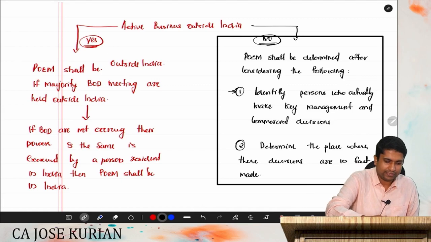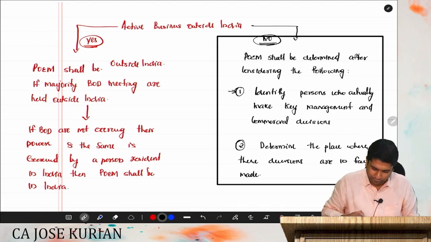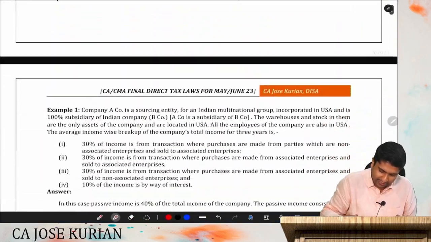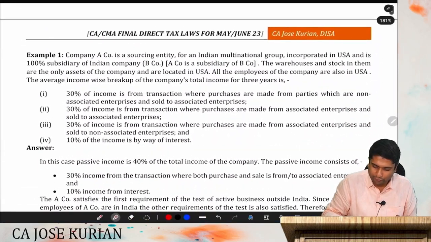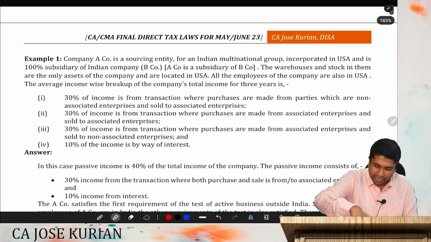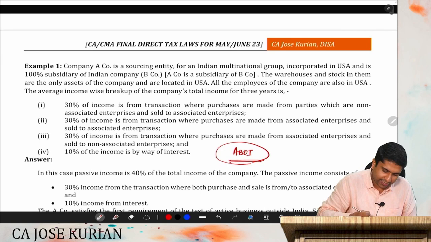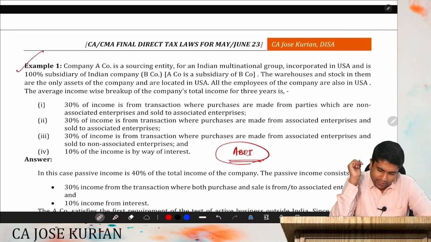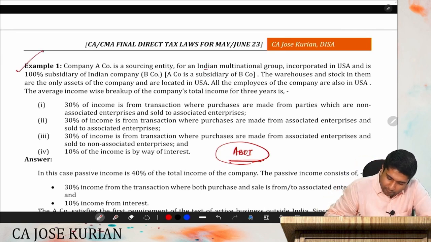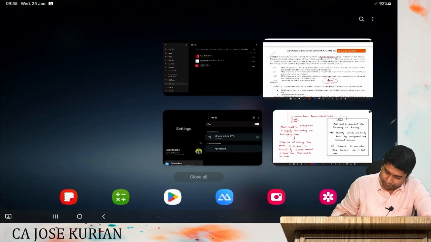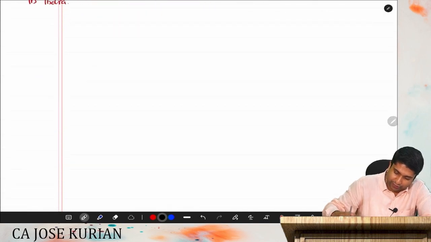Now, there are a few things we have to discuss. Before that, let's solve some examples, for better conceptual clarity. I want all of you to go through this example and say whether the active business is outside India or not. Determine ABOI, whether active business is outside India or not. ACO is a sourcing entity for an Indian multinational group, incorporated in the US. So, we will draw a flowchart by making use of this information.